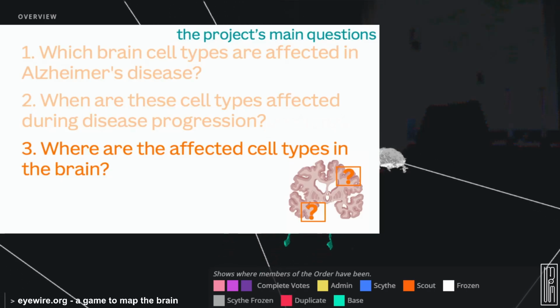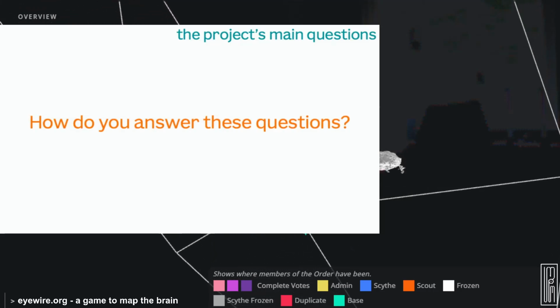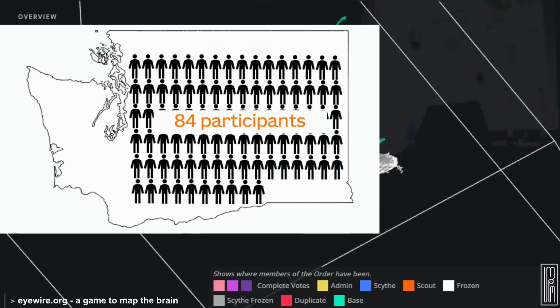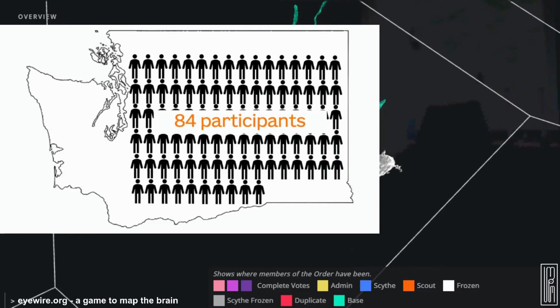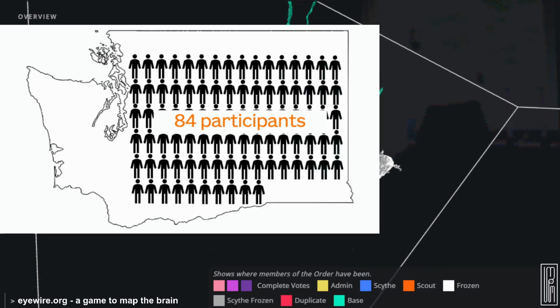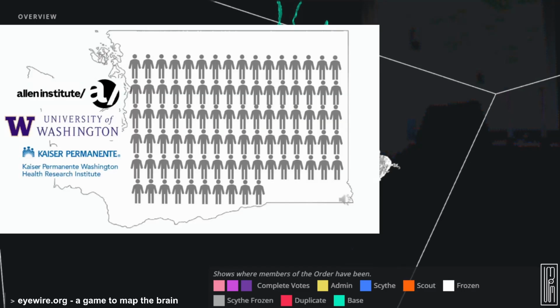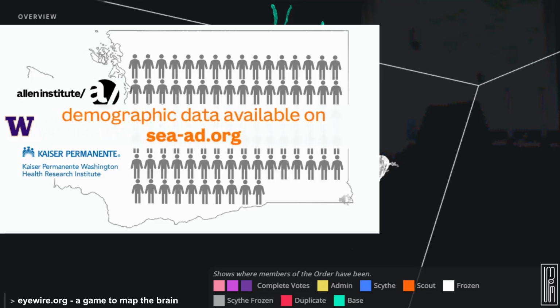How did they answer these questions? The first step was to find postmortem brain tissue with Alzheimer's disease. In the Seattle area, 84 participants agreed to donate their brains for neuroscience research once they passed away. These donors represented the full spectrum of Alzheimer's disease severity. Finding these participants was done in partnership with Kaiser Permanente and the University of Washington.